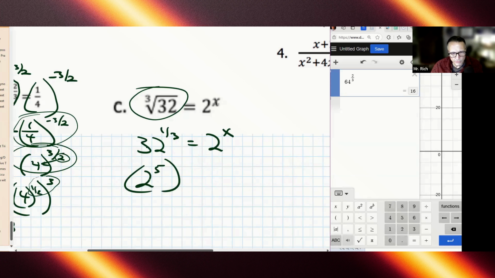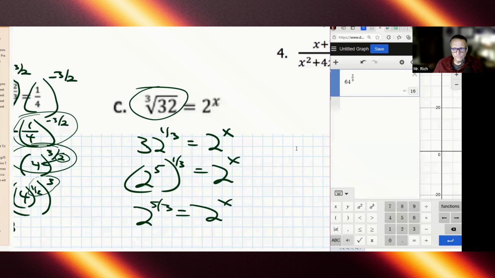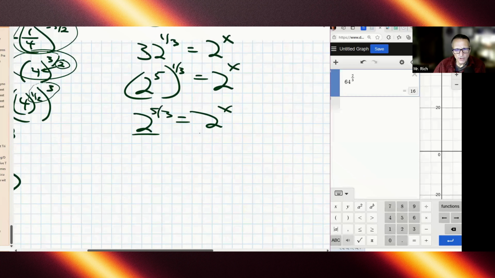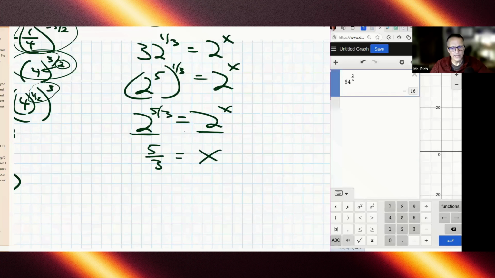So I replace the 32 with 2 to the 5th, but of course it's still raised to the 1/3 power. That's equal to 2 to the x. When I raise powers to powers, I multiply the exponents. And then we use something in algebra called the one-to-one property. It says that if I get a match on these bases on two sides of an equal sign, the only way that equation could be true is if there's a match between the exponents. So I can just drop the 2's, and the only way this equation is true is if those two exponents match. And so that's my answer, 5/3.